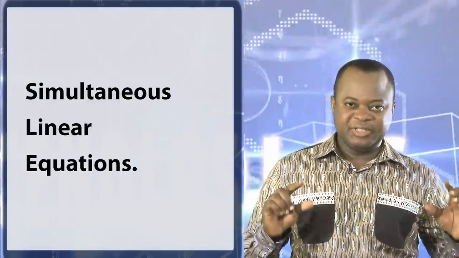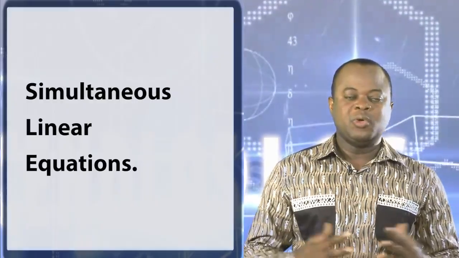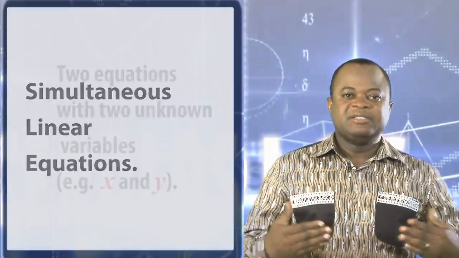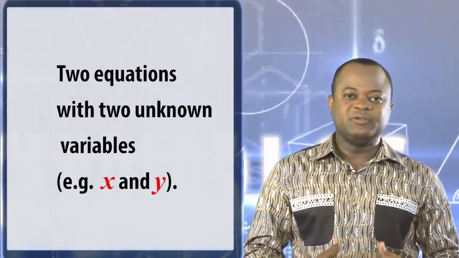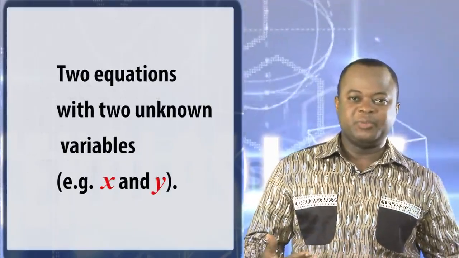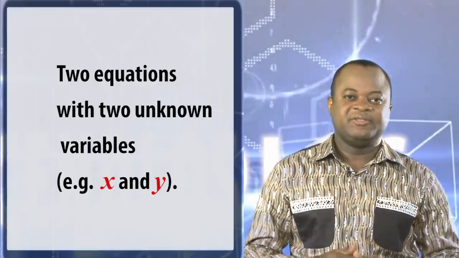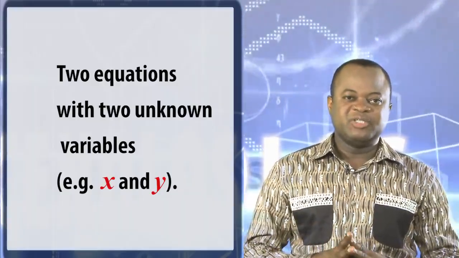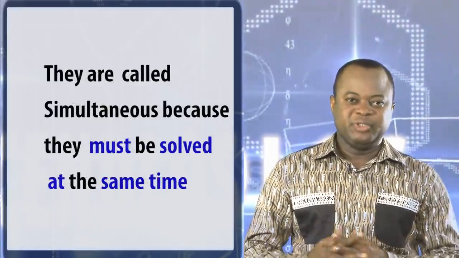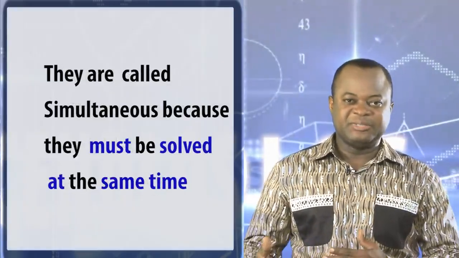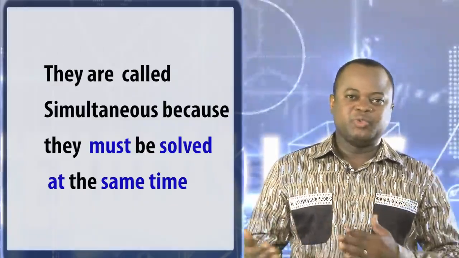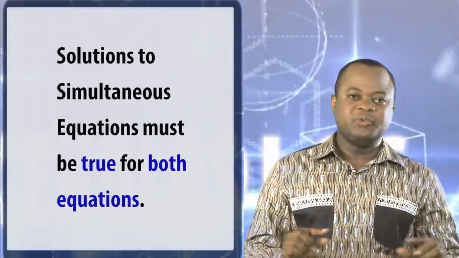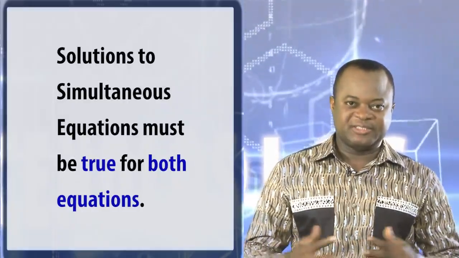Simultaneous linear equations. What are they? Simultaneous equations are two equations with two unknown variables, for example, x and y. They are called simultaneous because the two equations must be solved at the same time, and the solutions to the simultaneous equations must be true for both equations.